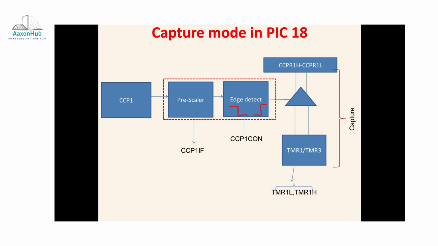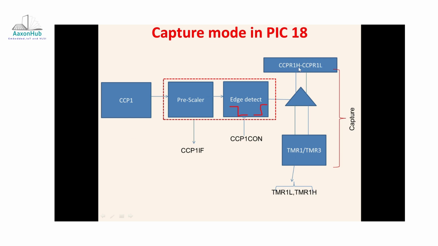Now let's discuss how this CCP module works in capture mode. As I have told you, capture mode provides access to the current state of a register which is constantly changing its value. Let's say the Timer 1 register is used. Then the capture register will be the 16-bit register CCPR1, which consists of CCPR1L and CCPR1H.